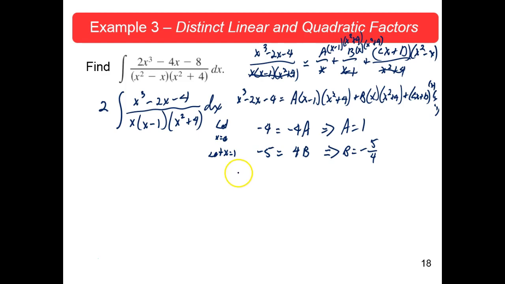Let's multiply through with what we got. X cubed minus 2x minus 4 is equal to, your A is 1. So we need to multiply these two together, which is basically foiling them, right? That's x cubed, minus x squared, that's those, plus 4x, that's those, and then minus 4. Okay? And B is yuck, minus 5/4. I'm hating it.